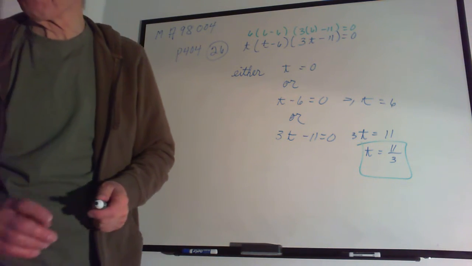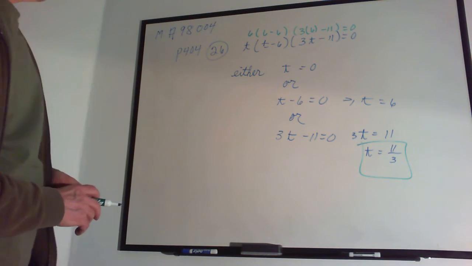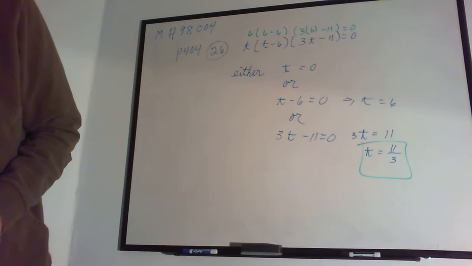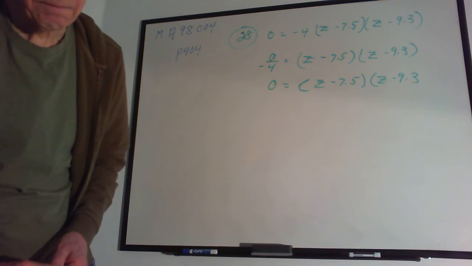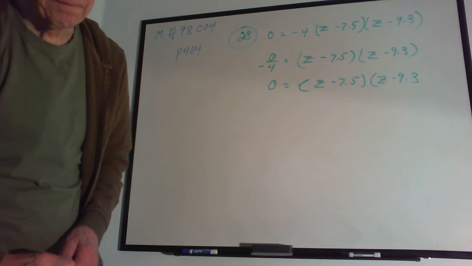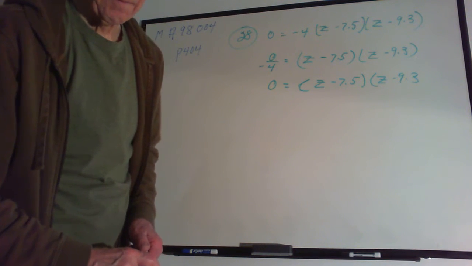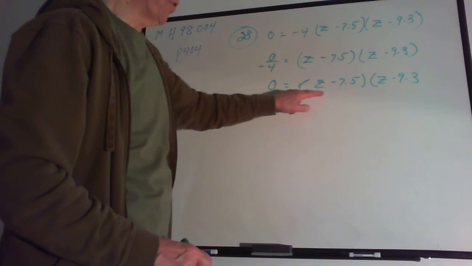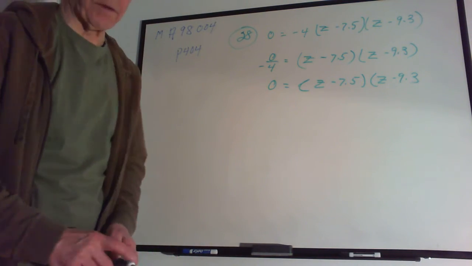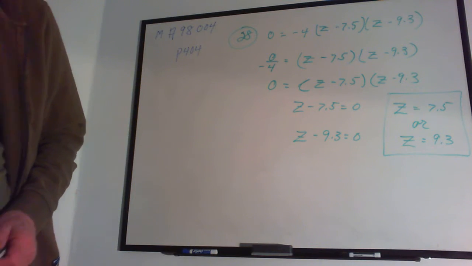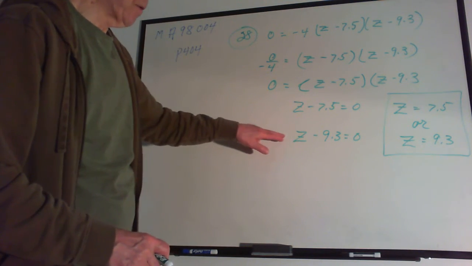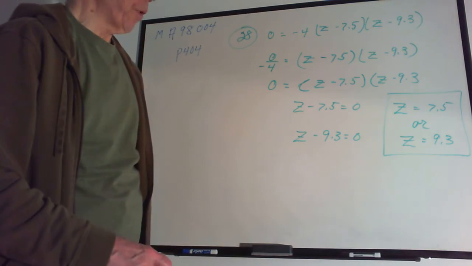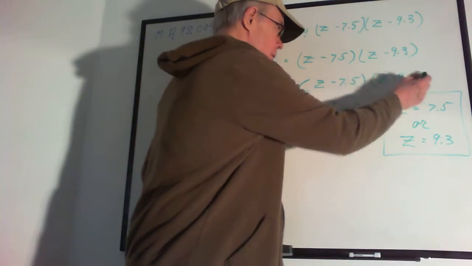All right, try problem number 28, number 28. Pause the video and try number 28. Okay, so divide 0 by -4, that leaves you with these two. Set each one equal to 0 and solve it. Okay, so set them each one equal to 0, solve that. z is equal to either 7.5 or z is equal to 9.3. Put parentheses around that one.